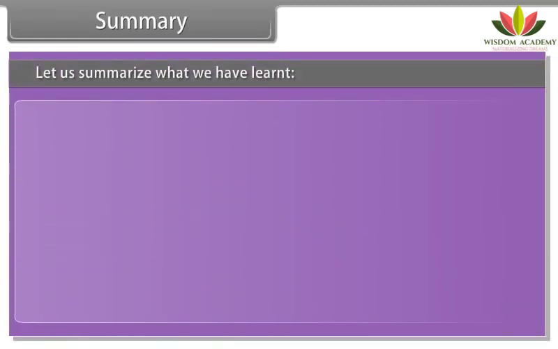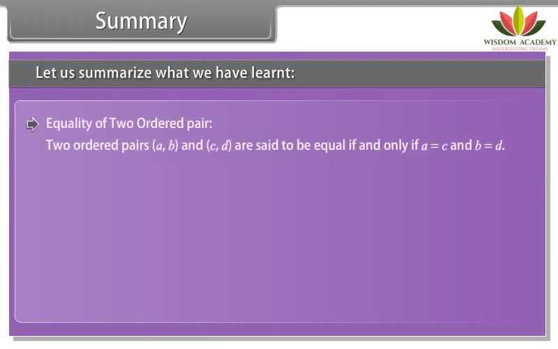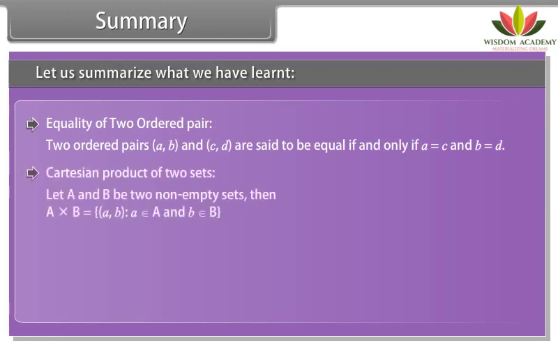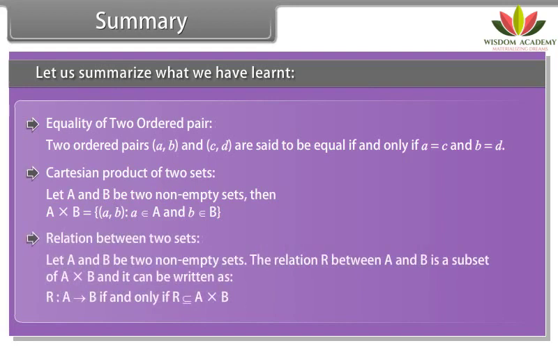Summary. Let us summarize what we have learned. Equality of two ordered pairs: two ordered pairs (a, b) and (c, d) are said to be equal if and only if a = c and b = d. Cartesian product of two sets: let A and B be two non-empty sets. Then A × B = {(a, b) such that a belongs to A and b belongs to B}.